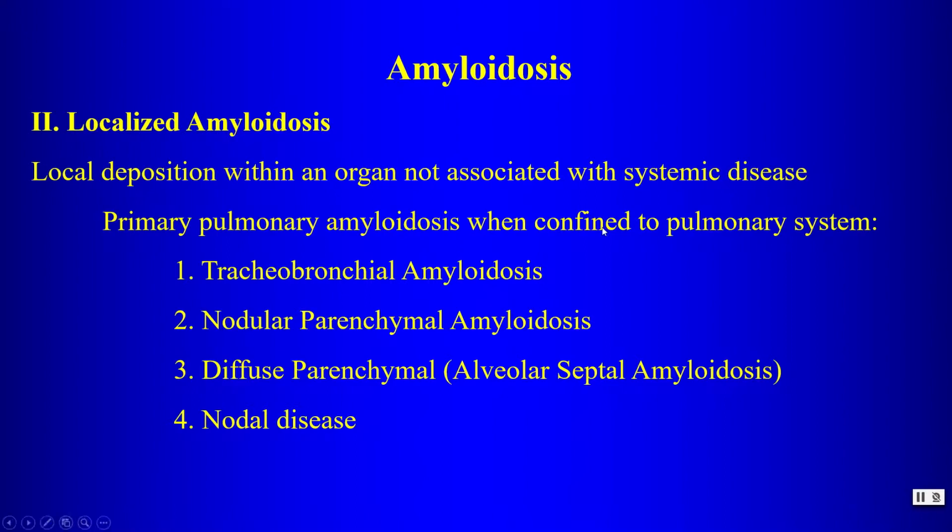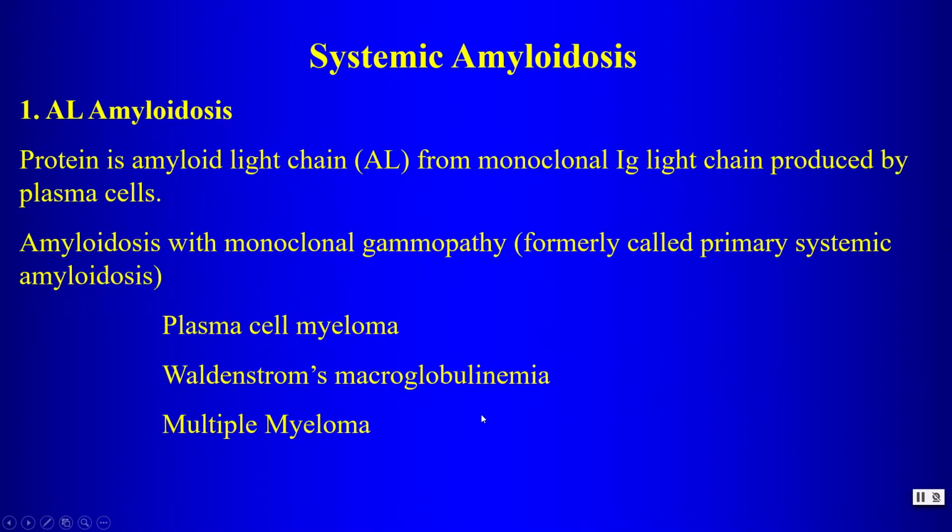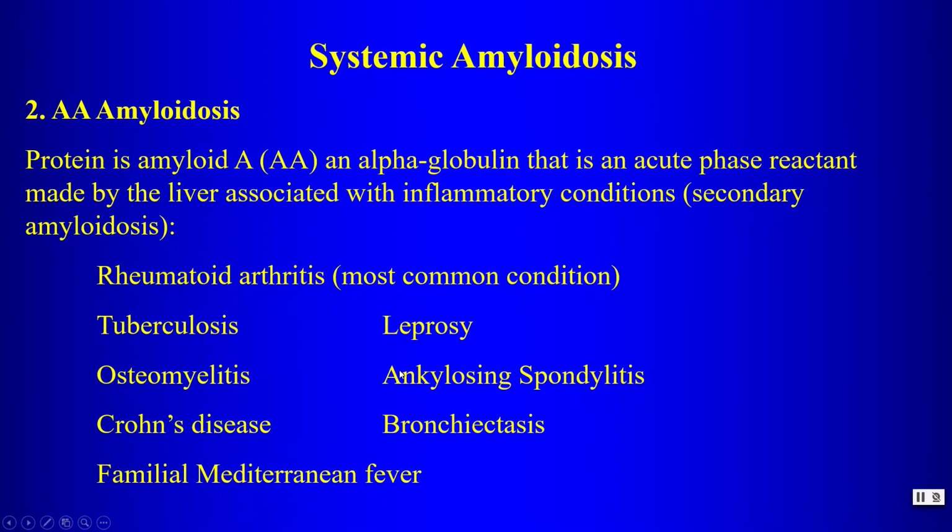Primary pulmonary amyloidosis is when it is confined to the pulmonary system, and tracheobronchial amyloid is the most common form of that. We can also have nodular parenchymal amyloid, where we get amyloid nodules within the lung parenchyma. There's also interstitial disease, where we get alveolar septal amyloidosis, and it can also accumulate within lymph nodes. For systemic amyloidosis, with AL amyloidosis, we can see that with neoplasms, as listed here. And you can also have systemic amyloidosis associated with chronic inflammatory conditions, as I have listed them here.